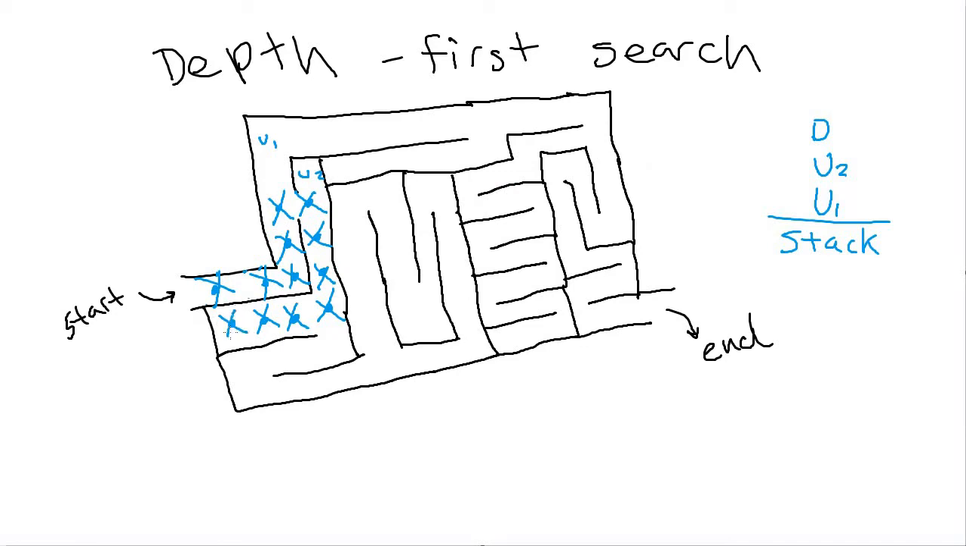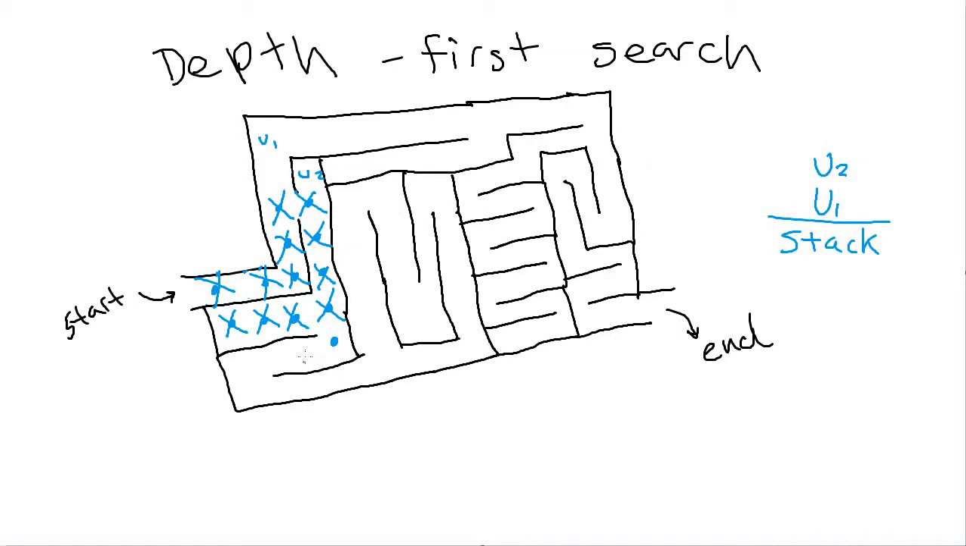Then we mark that we've been there. We look and see we can't go up, left, down, or right. And so then we don't push anything in this step. Instead, we go back and pop off the thing that we saw last, which is this D, which was when we went to go down here. So this is our new current position, and down gets popped off the stack. So that leaves us in this position here.